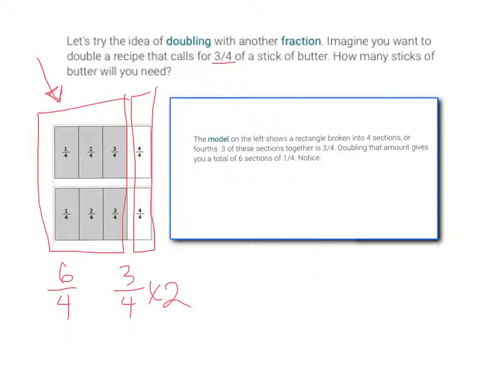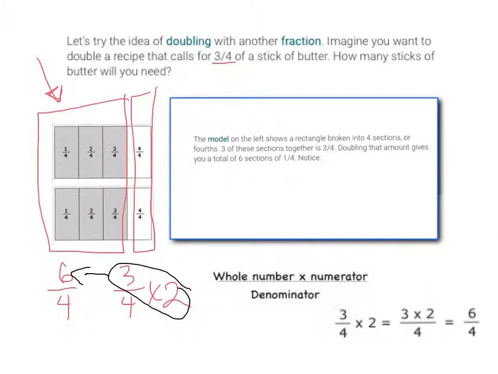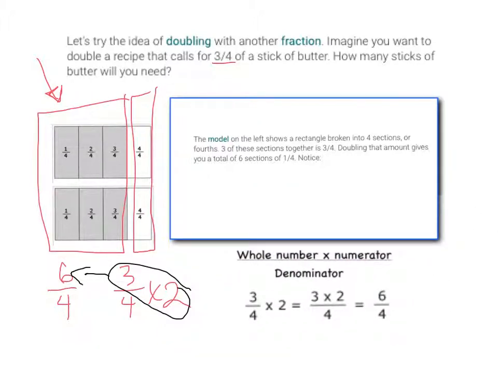If you'll notice, if you have your whole number and you multiply your whole number times your numerator, you're going to get your answer while your denominator stays the same. So let's examine what that looks like. If we say 3 times 2 is going to equal 6, and your denominator does not change at all. As an equation, that's going to look just like this. 3/4 times 2 equals 3 times 2 out of 4, which equals 6 out of 4.